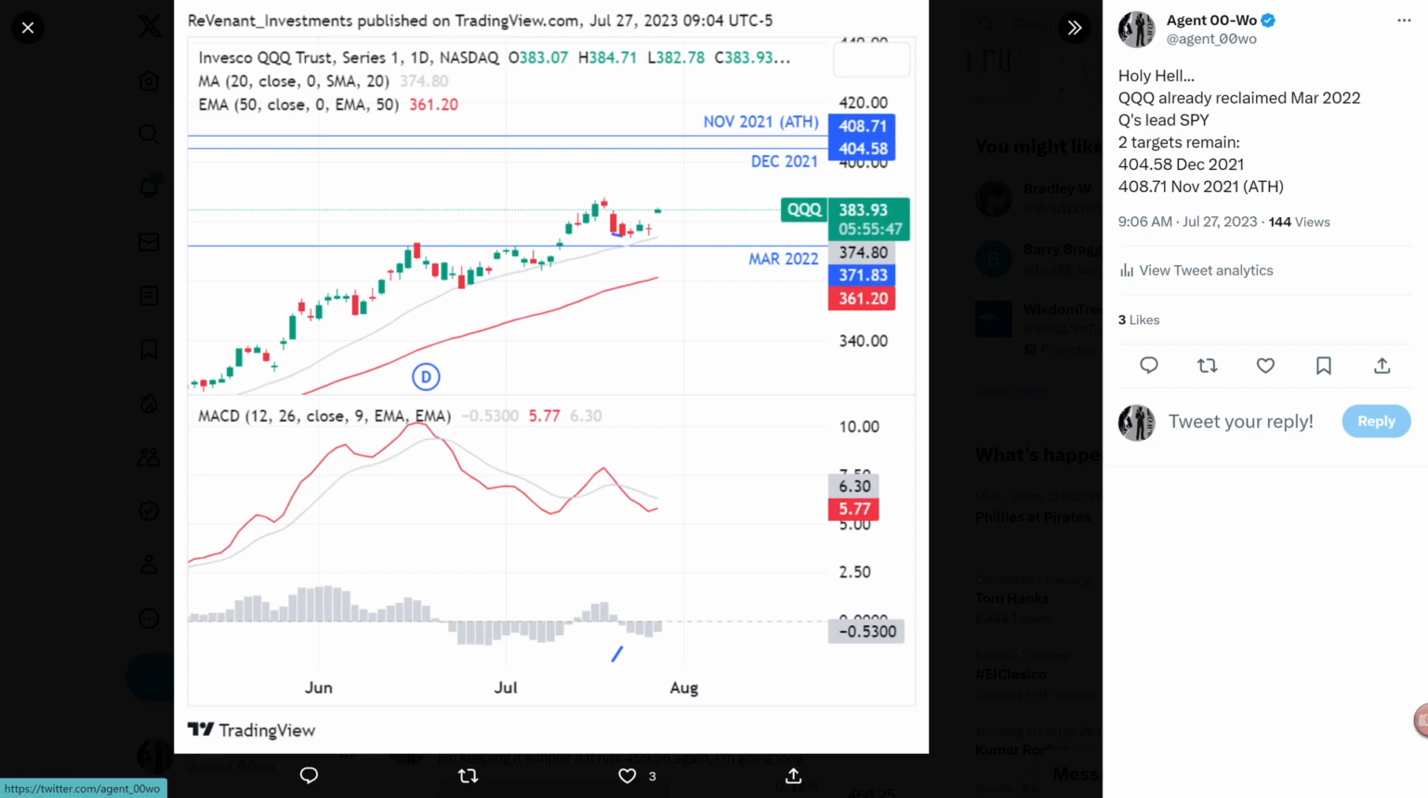You can't have the Qs take it, then you crash, and SPY doesn't have a chance to take it yet. No, that's not how it works, guys. These indices move together directionally. QQQ leads SPY. So if the Qs take it, SPY's going to take it too. I've been saying that since May, over 2 months now. Qs lead SPY. So those are the targets that remain for Qs. Watch out. Watch out. Okay?